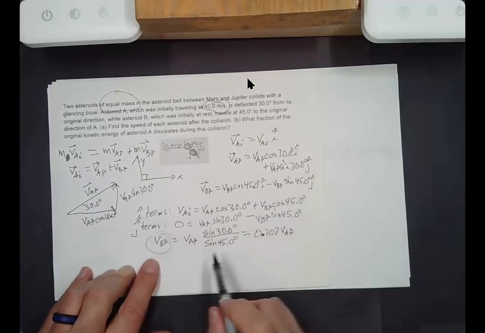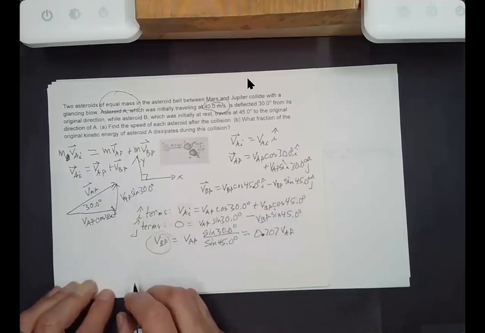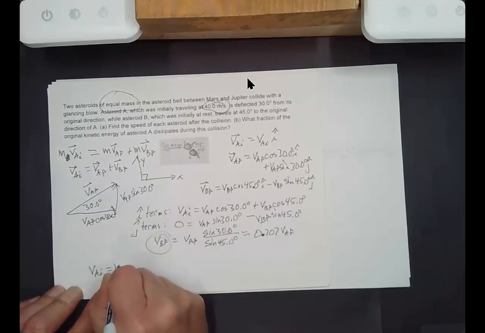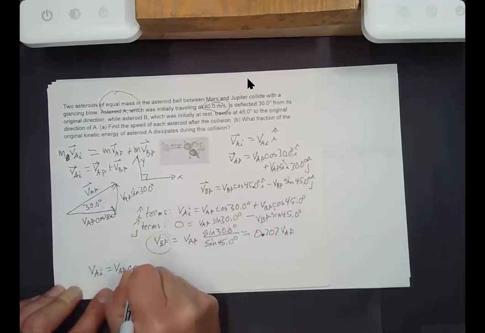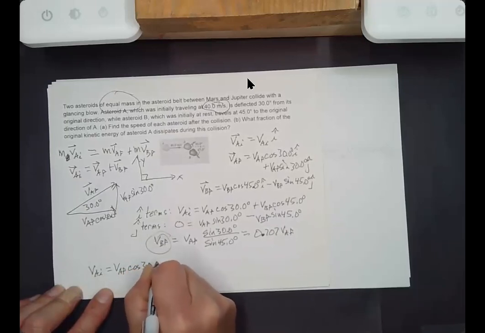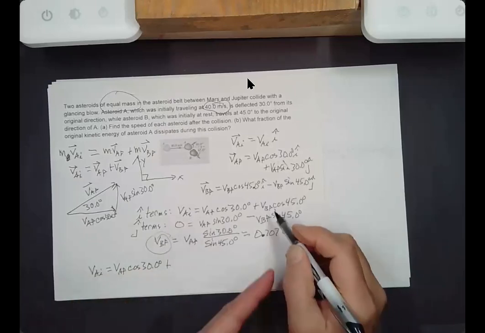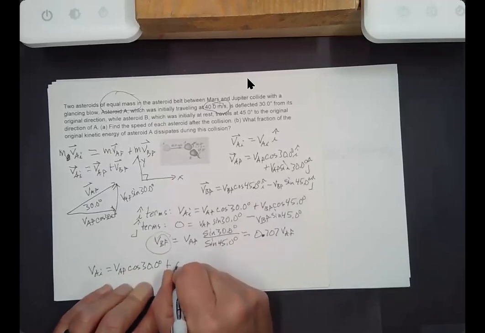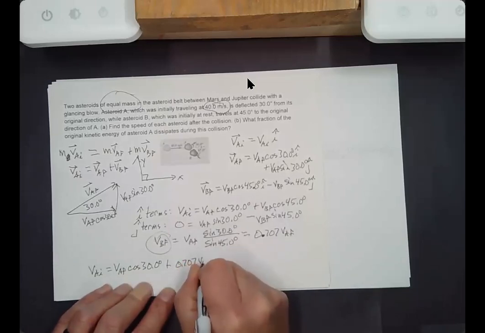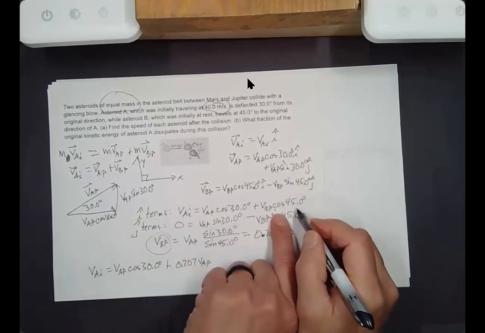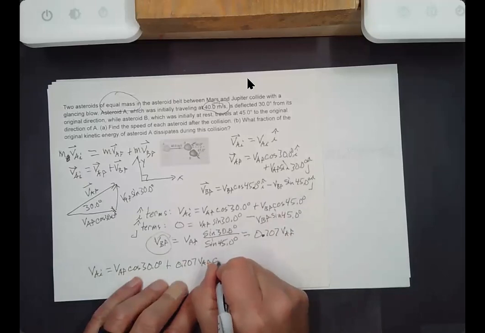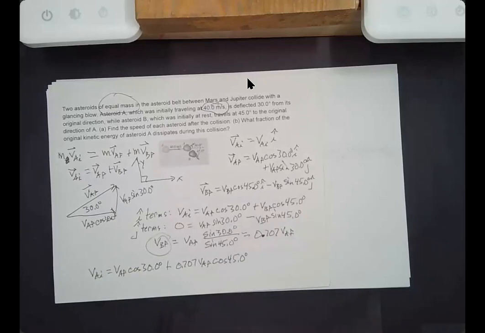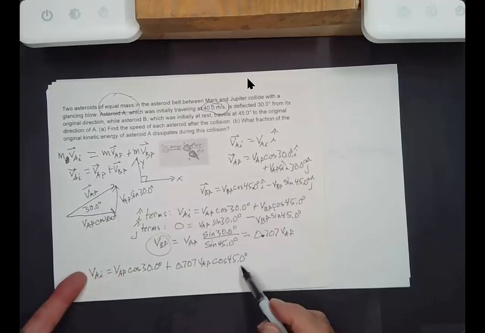Okay, so now in this other equation, I can say that VA initial is equal to VA final cosine of 30.0 degrees, plus, instead of VB final, I'm going to write 0.707 VA final, and I still have that cosine of 45 on here. So okay, and then that's just arithmetic to do from there.